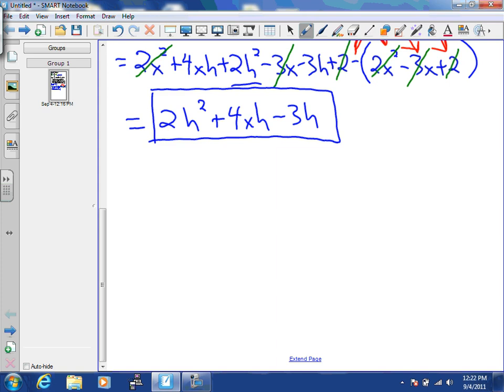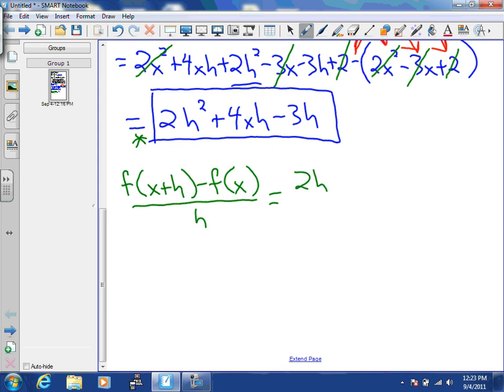Okay. The last thing is we were asked to put all of this together and do the eventual, what we call the difference quotient. Take f of x plus h minus f of x and divide by h. Well, we already got this stuff. The numerator is exactly what is in this box. We did f of x plus h minus f of x. I'm going to rewrite that. I have 2h squared plus 4xh minus 3h, and all of that is going to get divided by h.